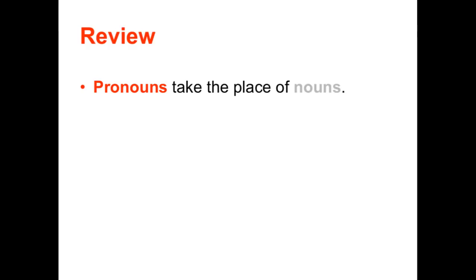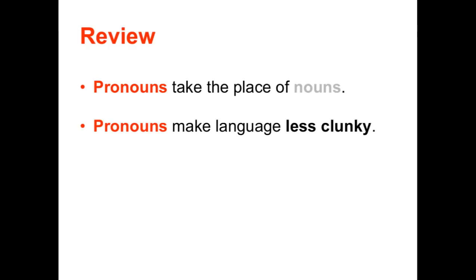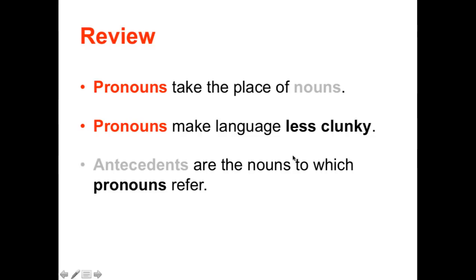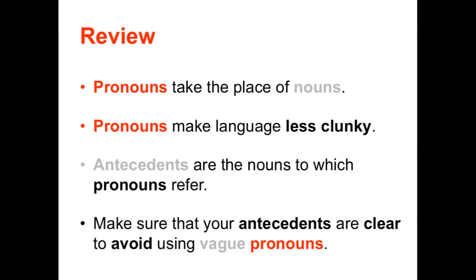In review, pronouns take the place of nouns. They make our sentences less clunky. They make language quicker and more efficient. Antecedents are the nouns to which pronouns refer. When we are using pronouns, we have to make sure that our antecedents are clear. Otherwise, we may end up with vague pronouns that create a barrier to meaning and can create sentences that are as humorous as they are confusing.